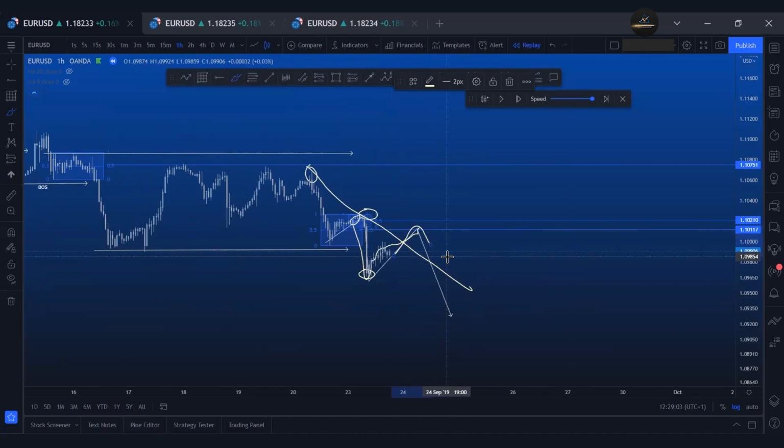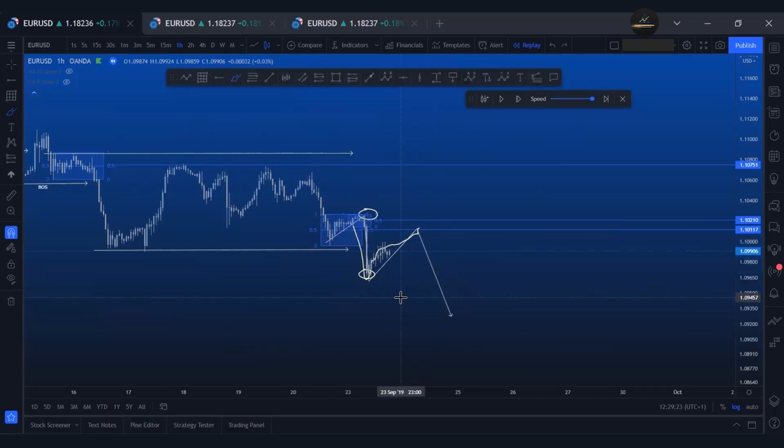We need 3, 4, 5 confluences to actually take a trade. Right now, we've only got 2 confluences. The first confluence is the banker block. The second confluence is compression. That's all we've got. We need 4 or 5 confluences to actually take a banker block setup, or in my case, a boomerang setup. So let's see what happens.